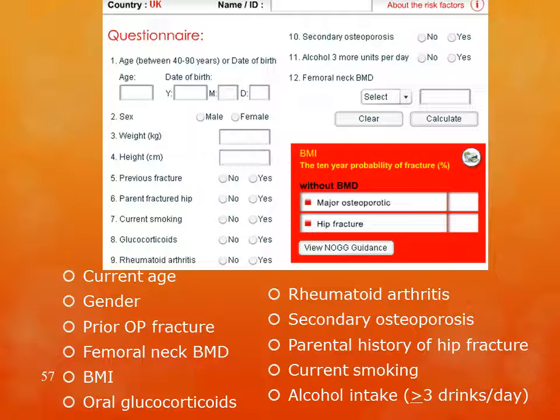You can use it in men and women from the ages of 40 to 90 if they have not yet been treated for osteoporosis. If they've previously been treated, the FRAX is not relevant for them.